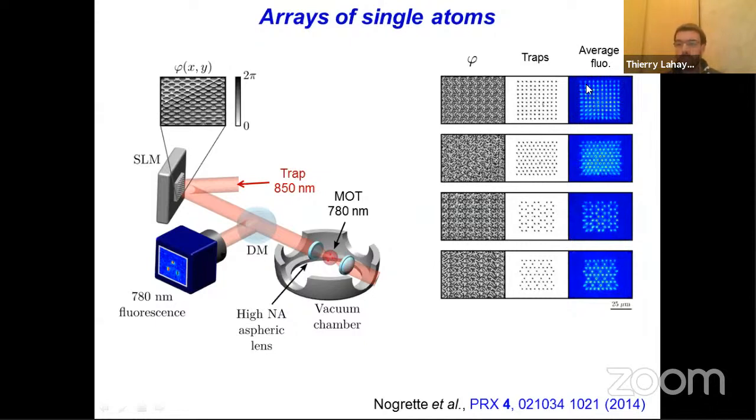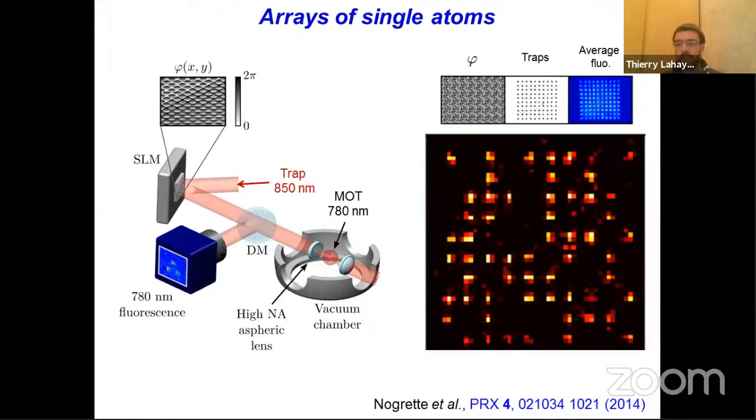But this is an average image, because if I focus, for example, on this 10 by 10 square array here, and I just load atoms from the MOT into this array of traps, each trap has a 50% probability to be filled. And so I will get this kind of configuration here. And you see that basically you have on average 50% loading, and this is a highly disordered configuration. And of course, if you repeat the experiment several times, you will have different configurations at each shot. So this is not a good starting point for doing quantum simulation.